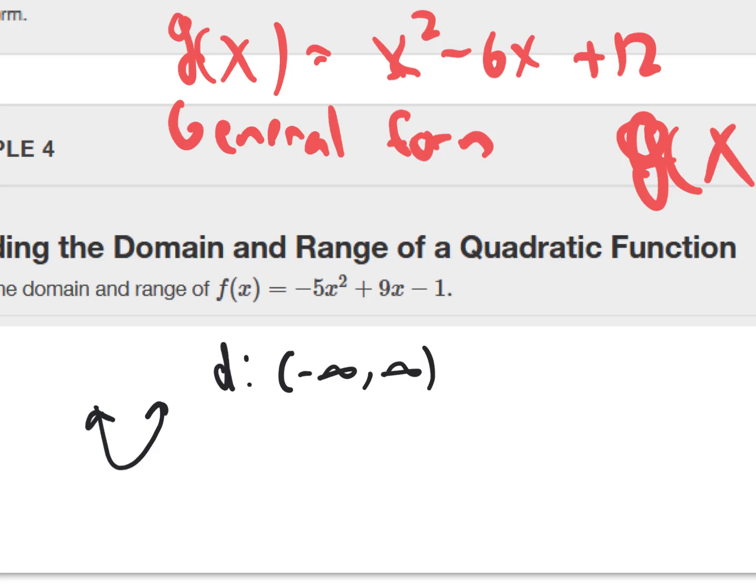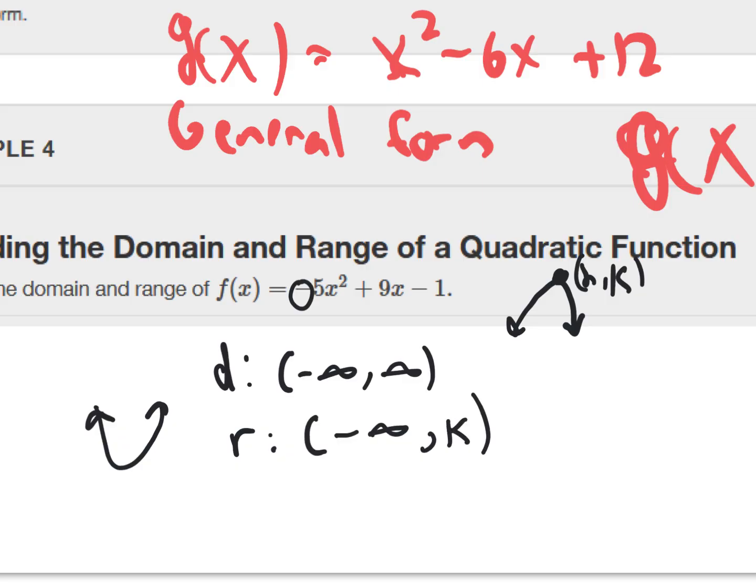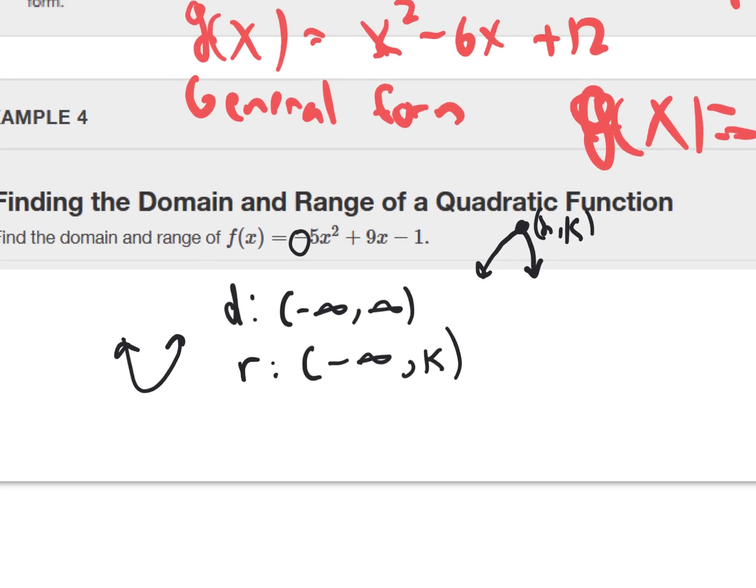Now, the range depends on where the vertex is. Does this parabola open up or does this open down? Well, there's a minus here. It opens upside down. So if you find the vertex, h comma k, then that k is the highest it's ever going to go. So your range is going to be, here's half your answer, negative infinity all the way to k. So we just got to find the vertex. Okay? So this is one of the examples, so let's do it.